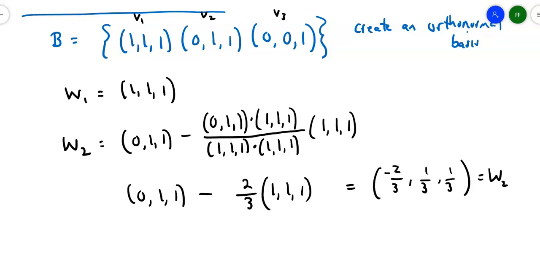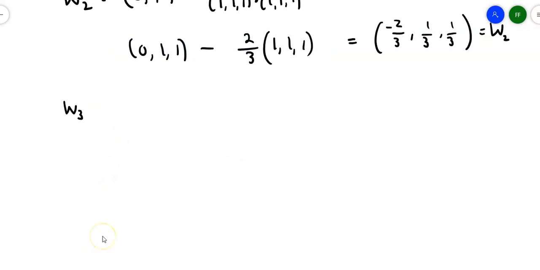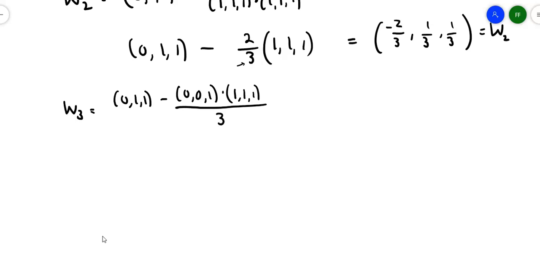All right, let's go up and find W3. W3 is going to be (0, 0, 1) minus V3 dot W1, so (0, 0, 1) dot (1, 1, 1) over (1, 1, 1) dot (1, 1, 1), but I already know what the answer is. It's that number right there. It's a 3. That times W1, which was what? (1, 1, 1). And now we're going to do another subtraction of V3 dot W2. So (0, 0, 1) dot that vector that I just came up with up here.